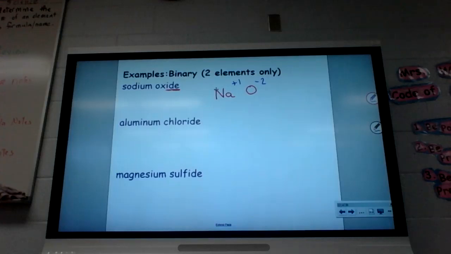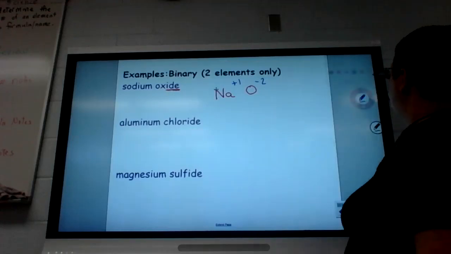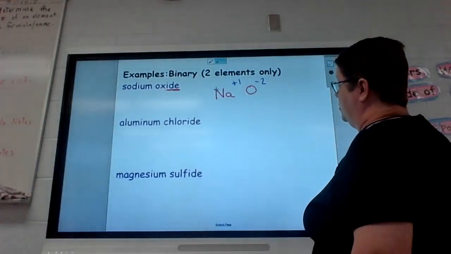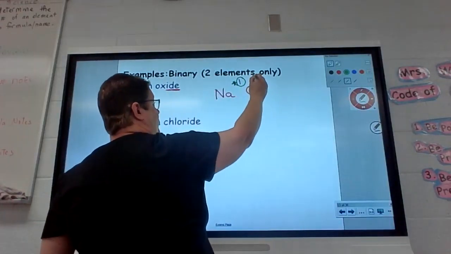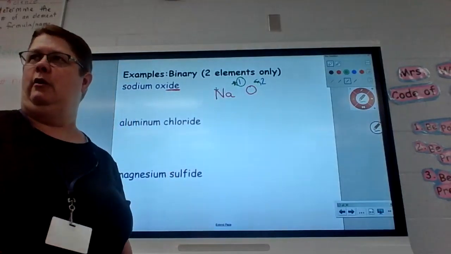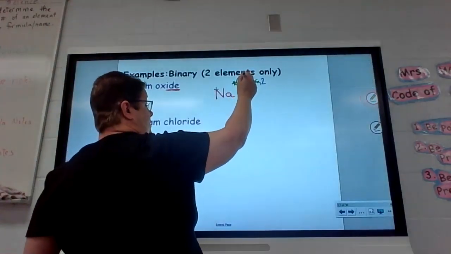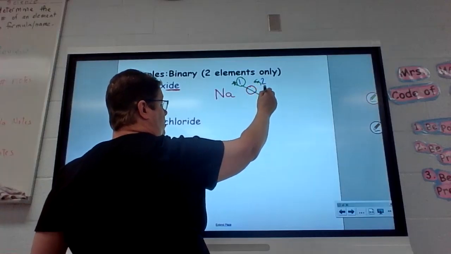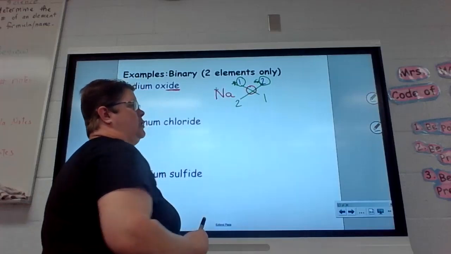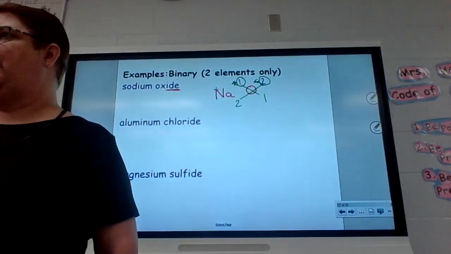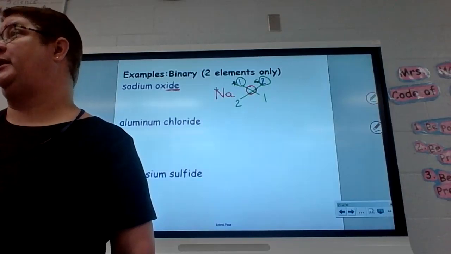All right, this is the new piece. Some of you may have seen this in middle school if you had a real teacher. Okay, if you had no real teacher, then you would not have done this. This is called crisscrossing. So you would take this one that's on Na, the positive doesn't matter, the negative doesn't matter. So just get rid of it. The 1 that's on Na goes over to the O, and the 2 that's on O goes over to the Na. They crisscross, they change elements. Does that make sense?